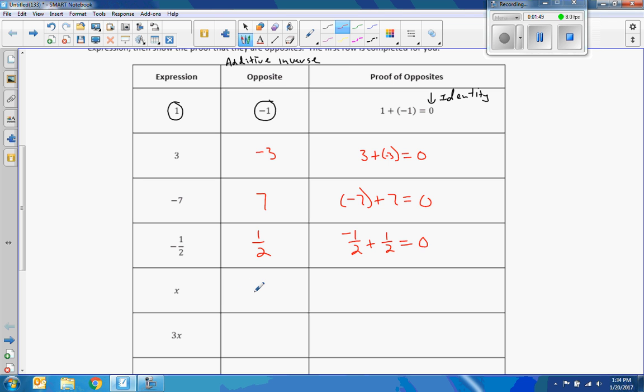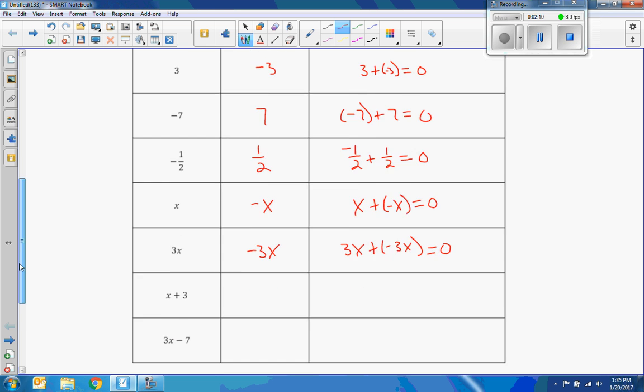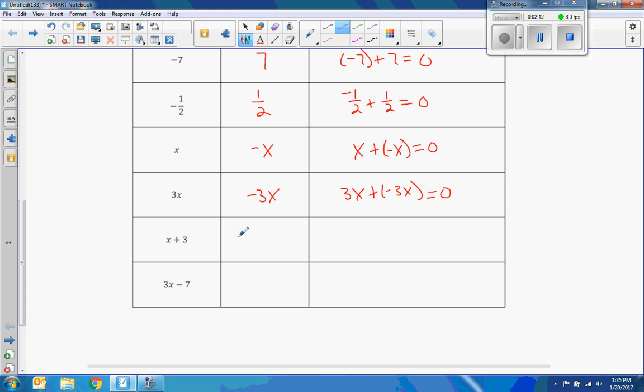The opposite of an x is a negative x. x plus negative x equals 0. The opposite of 3x is negative 3x. So 3x plus a negative 3x equals 0. Opposite of x plus 3 is negative the x plus 3 quantity.